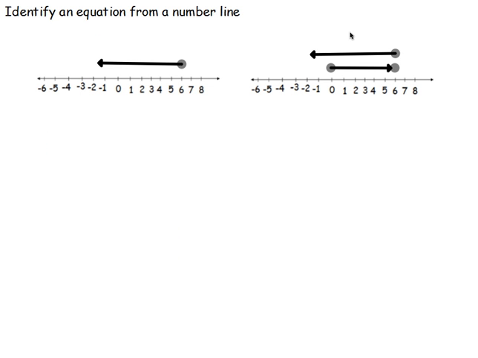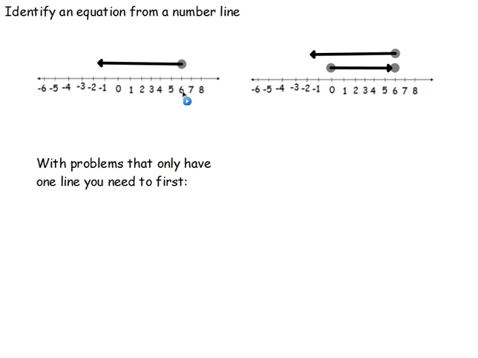All right. We also need to be able to identify an equation on a number line. So if we look at this one, right now I'm at 6 and I'm ending at negative 2. So with problems that only have one line, you need to first look where the line starts. So that's my first number. So in this case, my line is starting at the point at 6. So that's my first number.